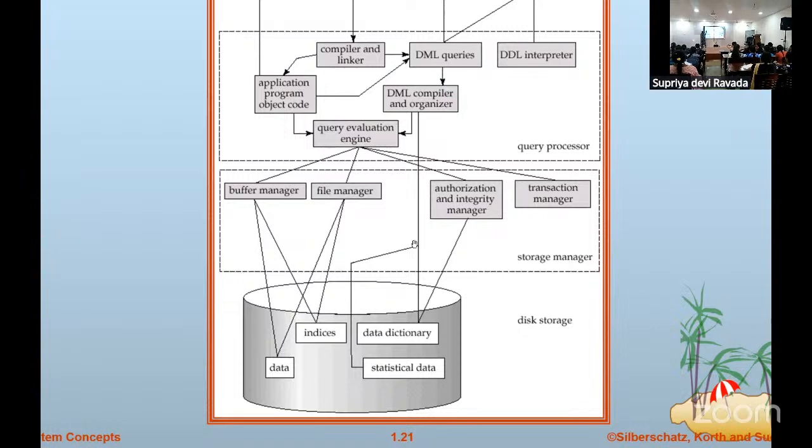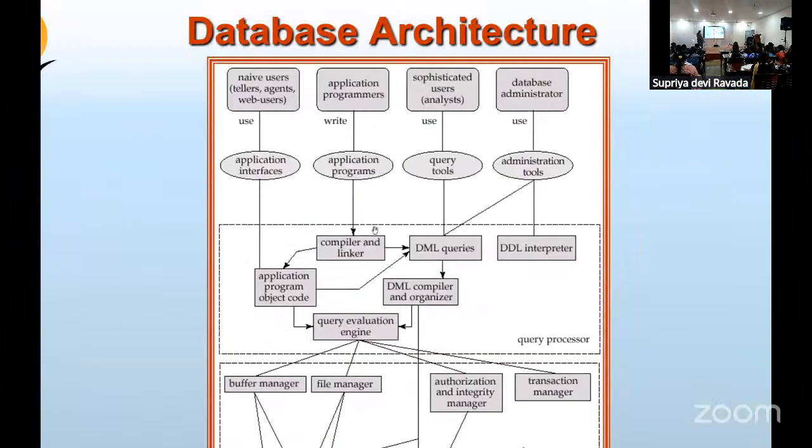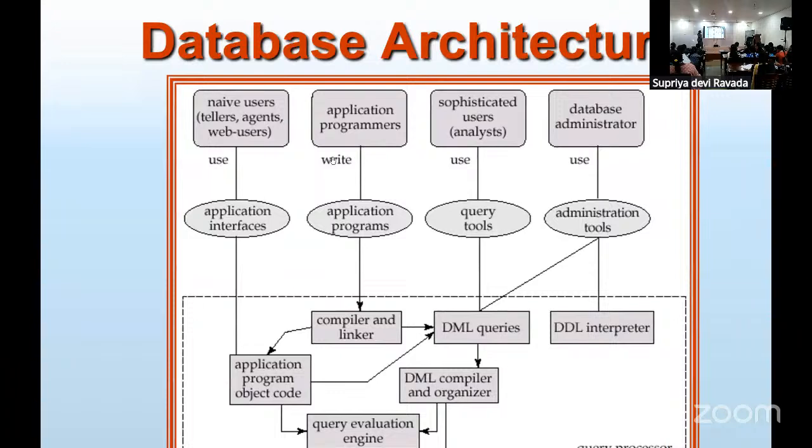Now, first part, users. How many types of users are there? 4 types. What is the first one? Naive users. Second one is application programmers. Third one is sophisticated users. Fourth one is database administrators. Let us see one by one.